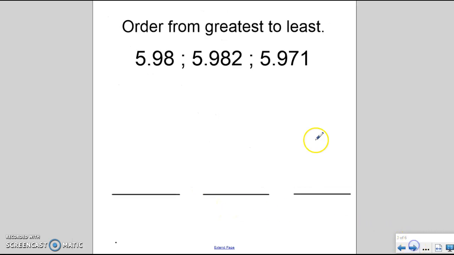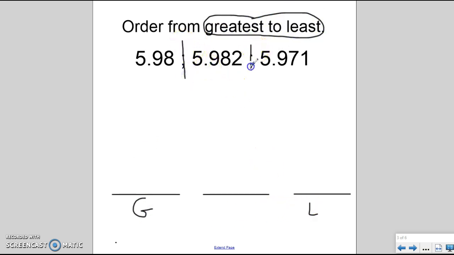So let's try another one. This one is greatest to least, so I have to make sure I pay attention to that so that I can label my template here with a G and an L. When I put up my brick walls, it allows me to see these numbers better so that I can copy them. I have 5 and 98/100. And I can see that this number is going to end up in the thousandths. So I can tell I'm going to have to annex some zeros.